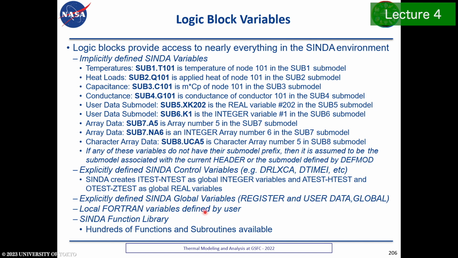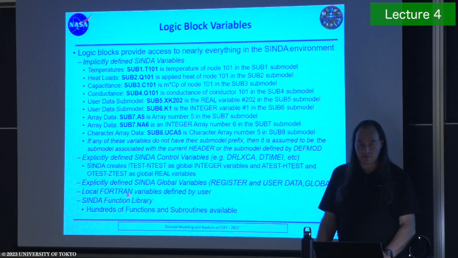You have your explicitly defined Cinda global variables, so register data, user data, global. You have any local Fortran variables you've defined, and then you have all of the Cinda functions included in the library that you can look up in the manual. Colmore and Ring doesn't tend to use nearly as many of the functions as they used to, because it was just easier to write the code for heaters than to reference a heater routine. So they tend to just use the logic that they write out from Thermal Desktop rather than functions in the Cinda library at this point for most of the things that are exported.